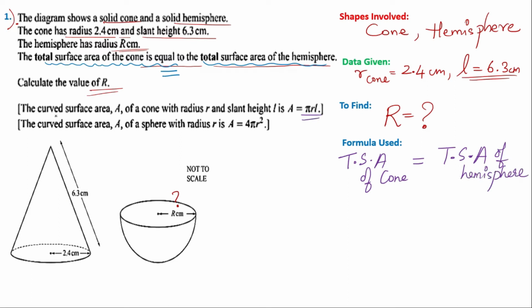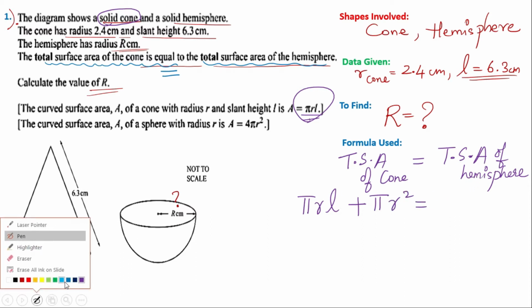They have given you the curved surface area of the cone, which is pi RL. This is a solid cone that we have. That means it has a solid circle in the base. It is a covered region. So you have to write pi RL, which is the curved surface area of the cone, the formula is given in the question, plus the base region, which is a circle. So that is pi R square, equal to the total surface area of the hemisphere.